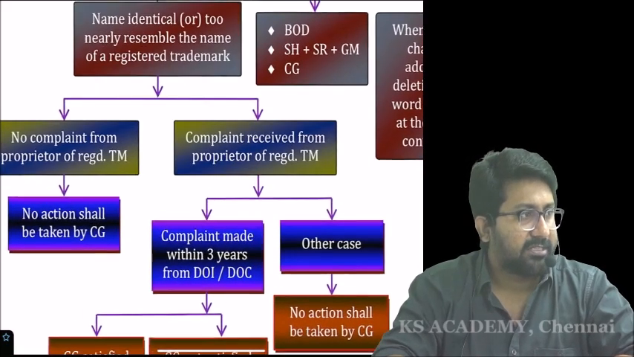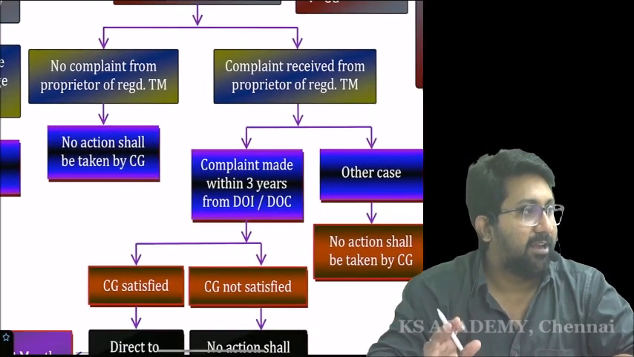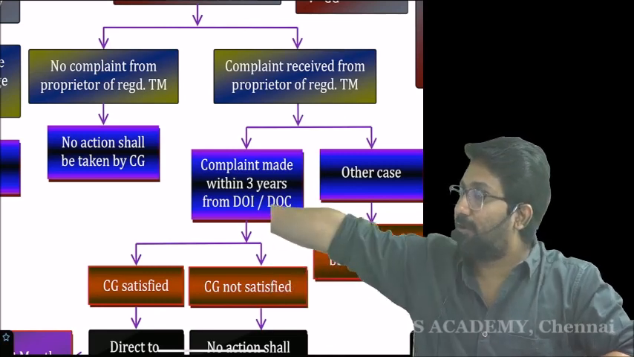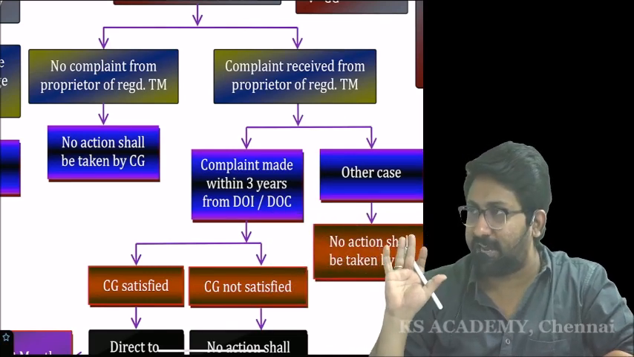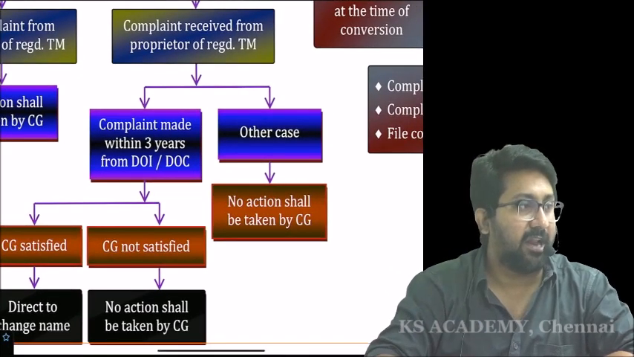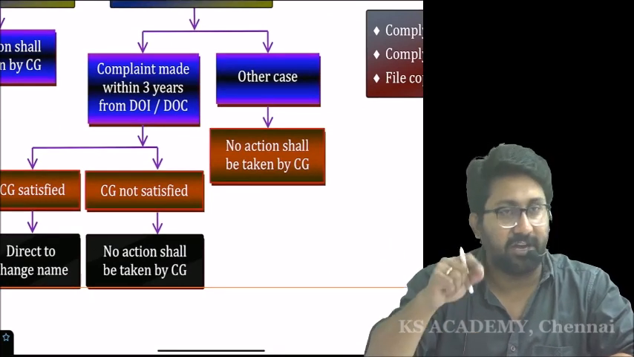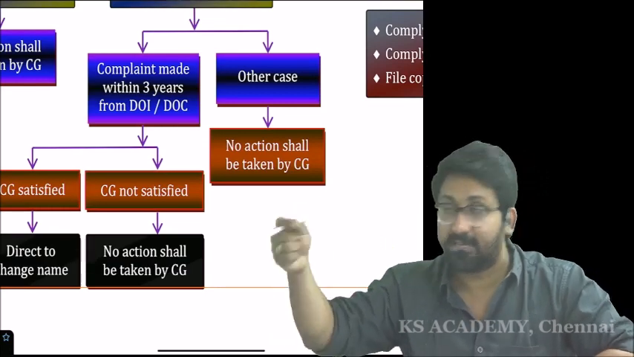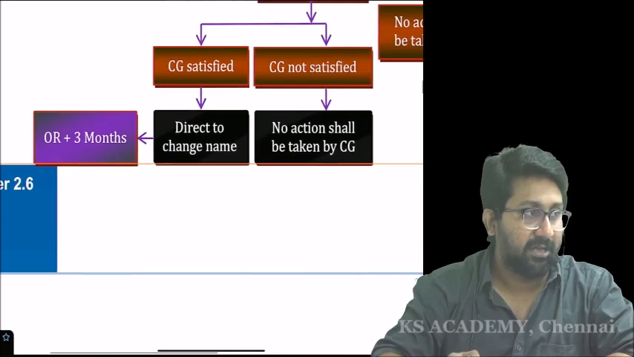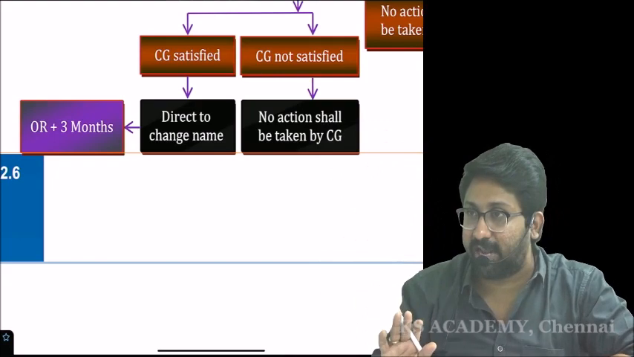Next, continue. Type 2: or too nearly resembles the name of a registered trademark. No complaint from the proprietor of the registered trademark. That situation also you should observe. What will happen? No action will be taken by the CG. Next, complaint received from the proprietor of a registered trademark. 2 situations again. Complaint made within 3 years of date of incorporation or date of change. Other cases, no action need to be taken. Next, CG satisfied, CG not satisfied. Not satisfied, again no action need to be taken.